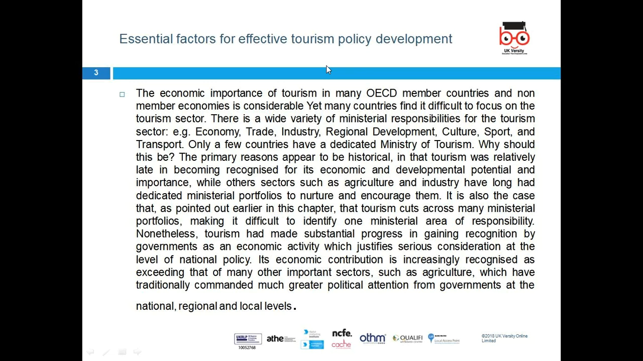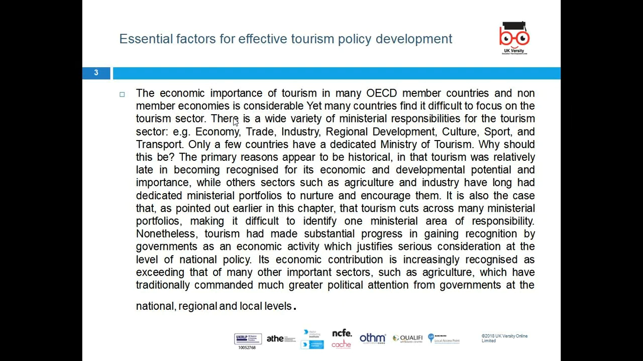Brilliant. So that's all about cooperation between countries. This is the member countries and non-member economies considered, yet many countries find it difficult to focus on the tourism sector. They may be focusing on the manufacturing sector, but not the tourism sector. There is a wide variety of ministerial responsibility for the tourism sector: economics, trade, industry, regional development, culture, sports, transport. Only a few countries have dedicated ministries of tourism.